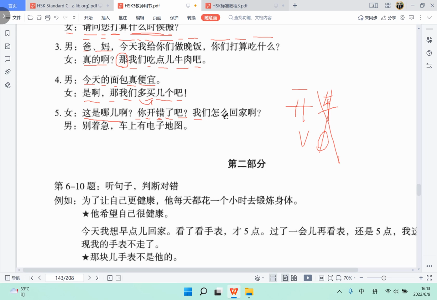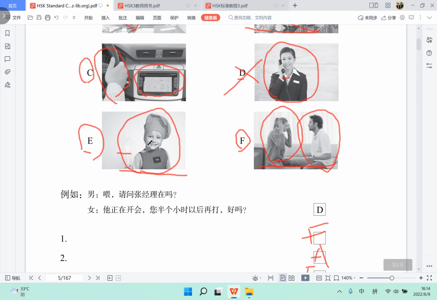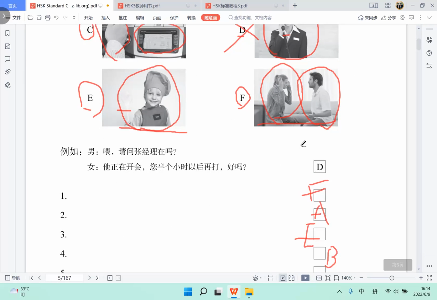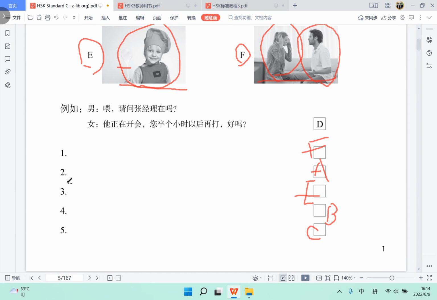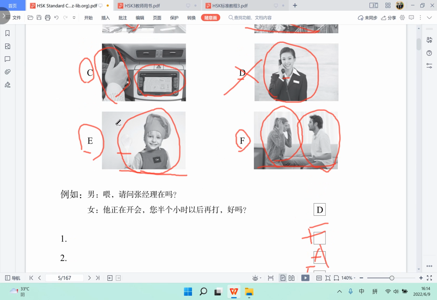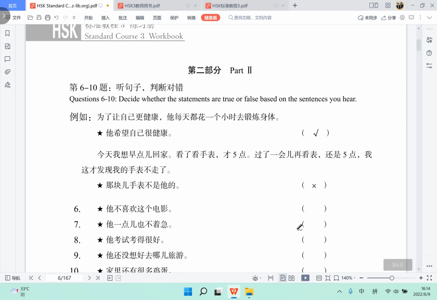我们怎么回家呀？ How could we go back home? Here 怎么 doesn't ask for the reason why, but asks how. 别着急, don't be anxious, don't worry. 着急 is a new word we learned. 车上有电子地图, 地图 is map and 电子 is electric, so e-map. So 地图, C, right? Actually, when we finish the first four, we needn't work on number 5, because the one left is just the one suitable for this blank.